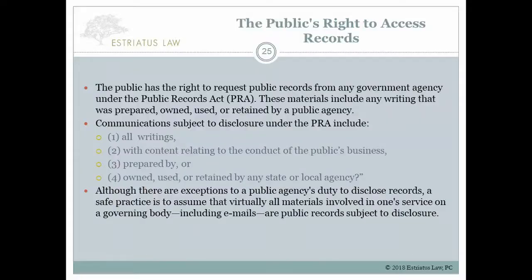And although not part of the Brown Act, I included a brief summary of the Public Records Act as it relates to the council's activities. In addition to the right to observe and participate in the meetings of their legislative bodies, the public has a right to request public records from any government agency under the Public Records Act. These materials include any writing that was prepared, owned, used, or retained by a public agency. Communications subject to disclosure under the Public Records Act include all writings with content relating to the conduct of the public's business, prepared by or owned, used, or retained by any state or local agency.